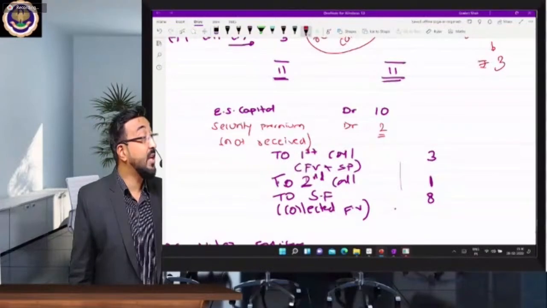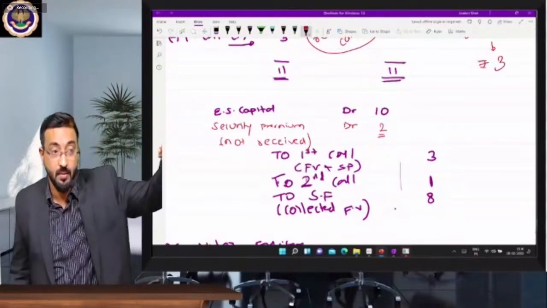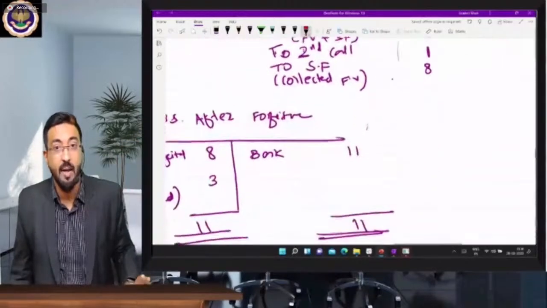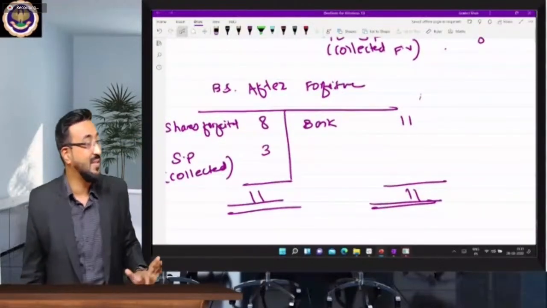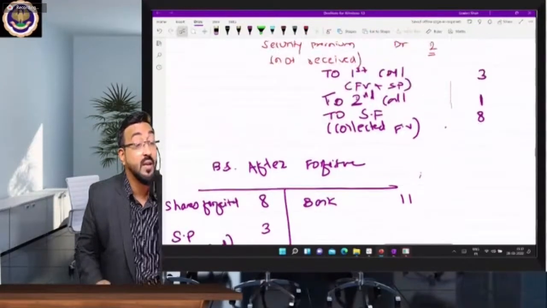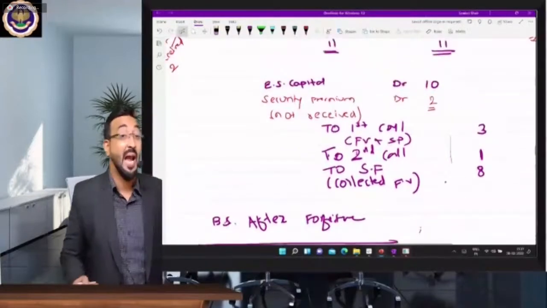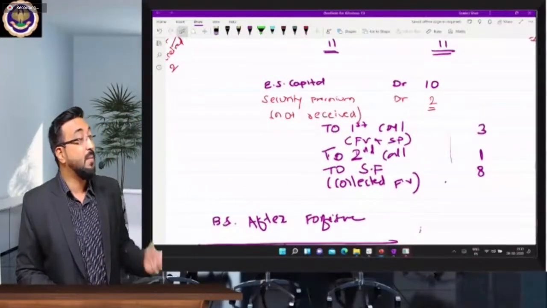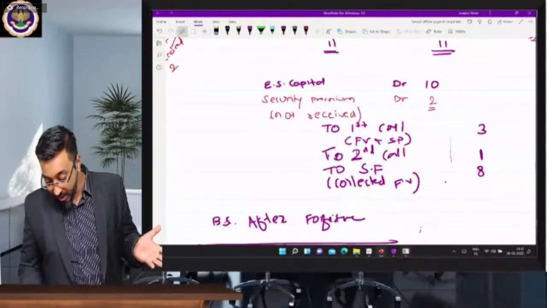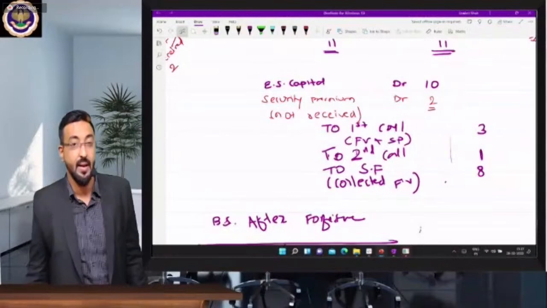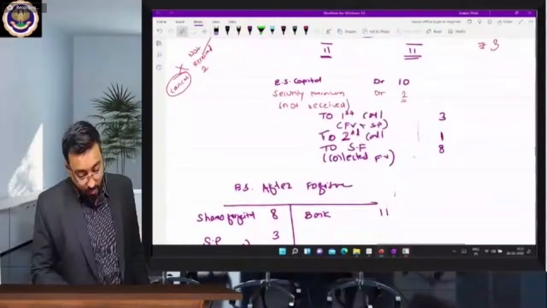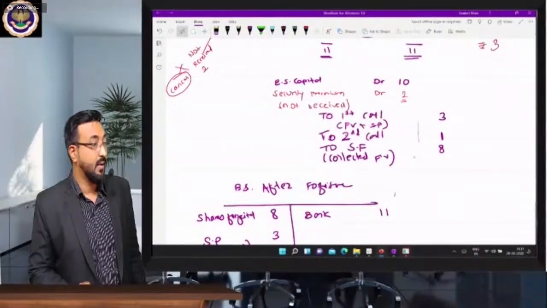Received, ignore, means it will be in the balance sheet after forfeiture. That 3 rupees will be in the balance sheet. You can check after forfeiture. Yes, sir, 3 rupees is there. And what is not there? 2 rupees is not there. Why is 2 rupees not there? We cancelled it. So security premium received will be in the balance sheet after forfeiture. Got this concept? Yes. So 10, 2, 3, 1, 8.